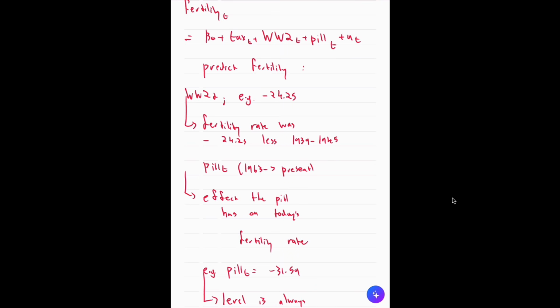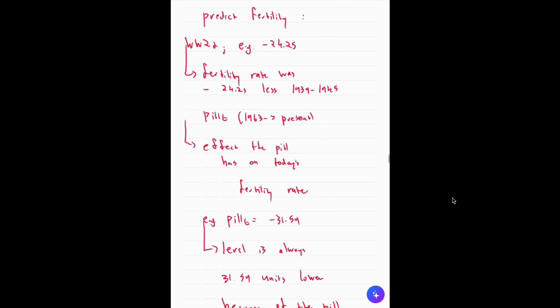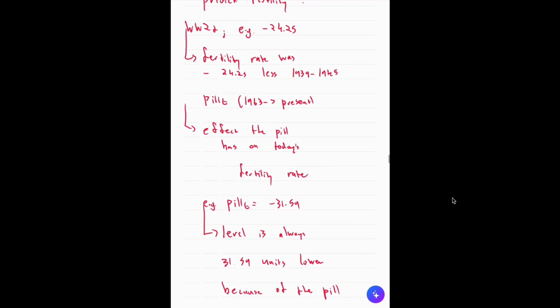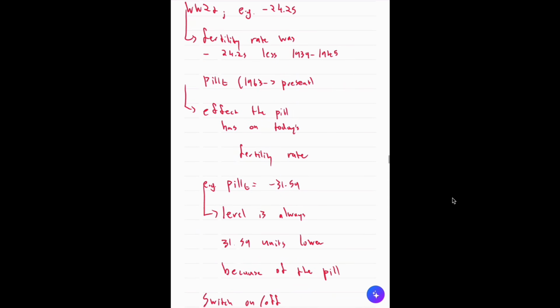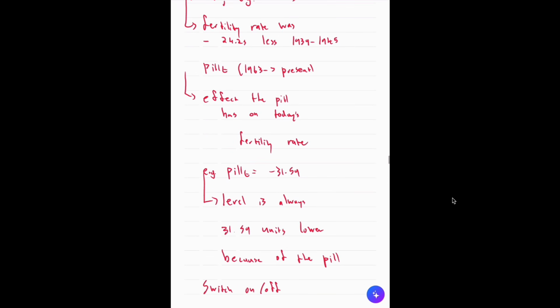But if we look at the effect of the contraceptive pill in year T, we would basically ask, what is the effect of having the contraceptive pill available on today's fertility rate? Obviously, if all of a sudden the contraceptive pill got banned or didn't exist anymore, we would switch the dummy variable off, you can think of it. But if the coefficient for the pill is negative 31.59, we say that the fertility rate in the current year is 31.59 units lower because of the existence of the pill.